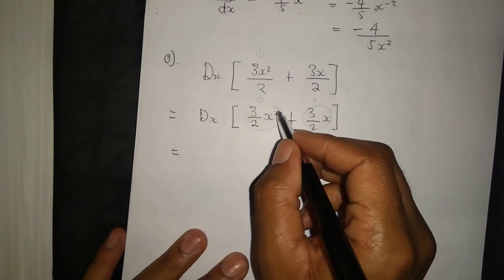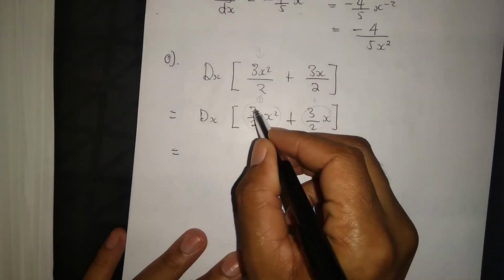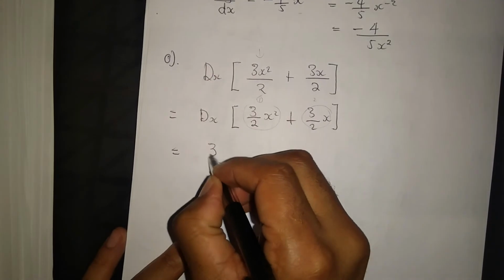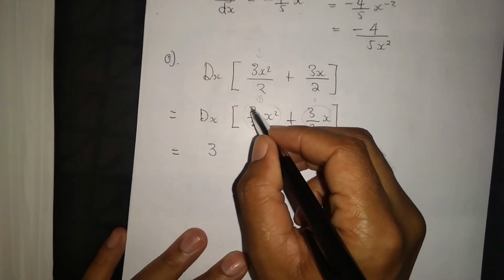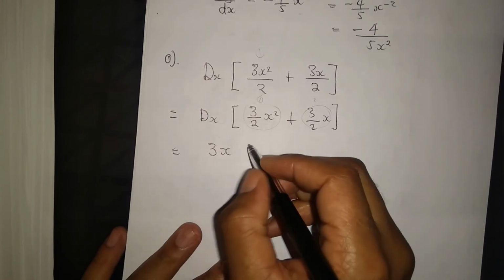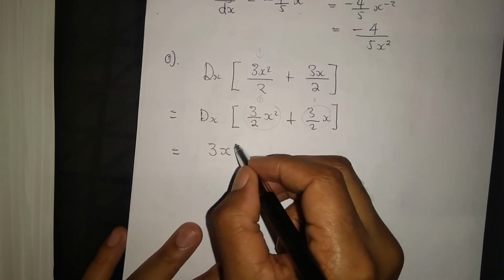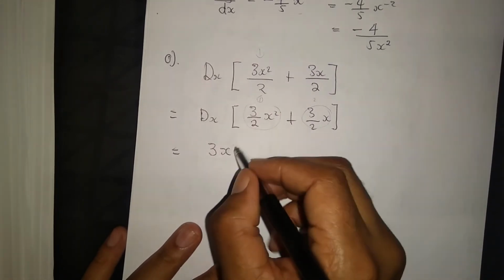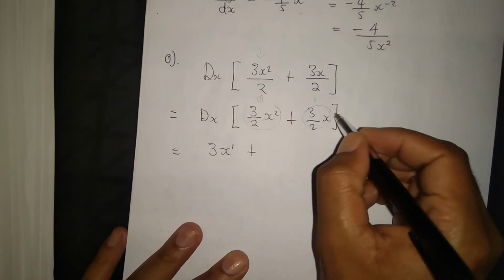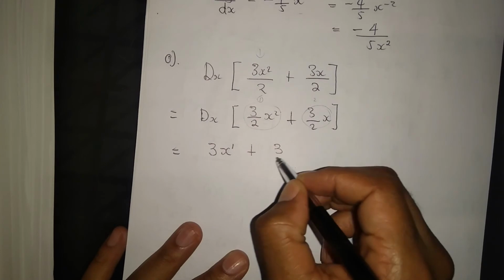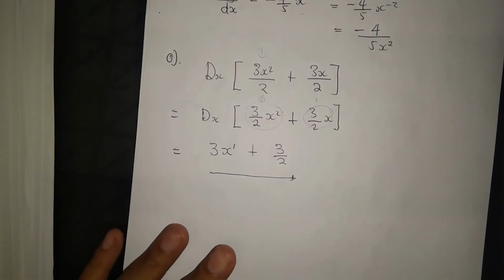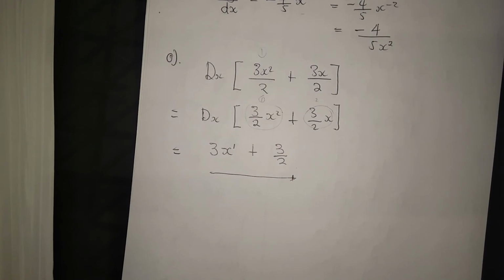Now, it's going to be rule 1. It's 2 times 3 over 2. Our answer is 3. 2 times 3 over 2 is 3. X, exponent 2 subtract 1 is 1, plus, this is rule number 2, just drop x, leaving 3 over 2. This is your final answer.